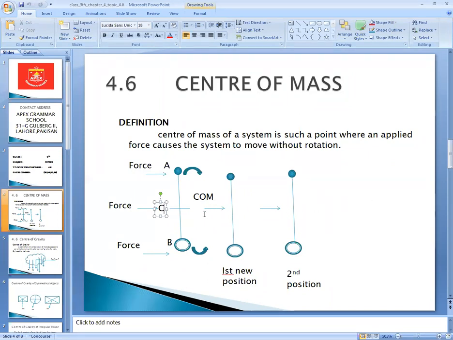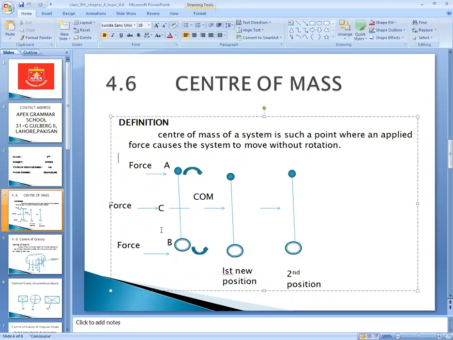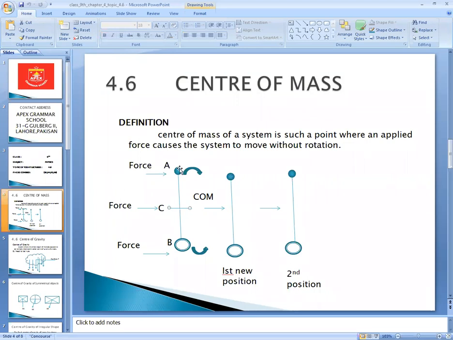So this point C will be my COM point. COM point means center of mass, which is the definition. In this position at point C, the body will not rotate. In this position, the body will rotate. In this position, the body will rotate if I apply the force here and here. But if I apply the force at point C, the body will not rotate, but it will go straight. This is the first position. Then if I apply the force more, the body will move to the second position. So where the body will not rotate, that point is called center of mass.